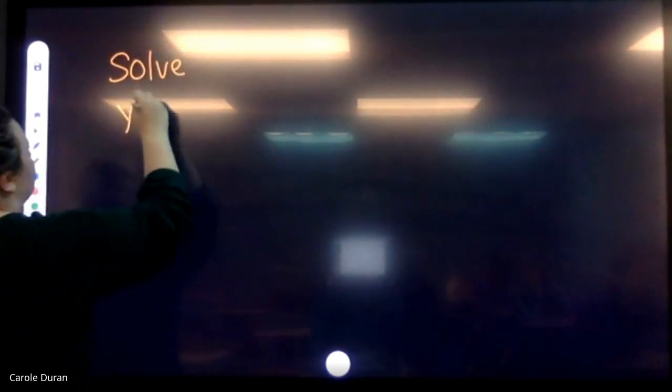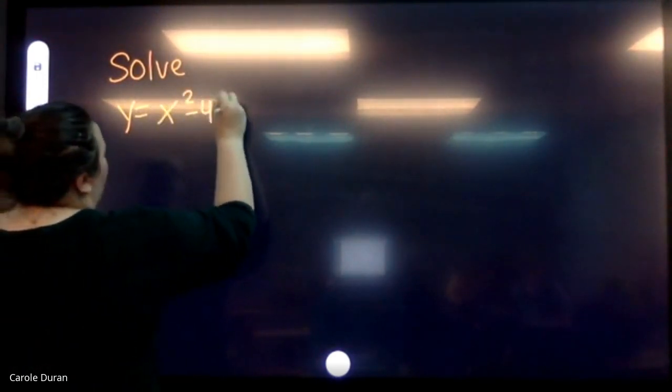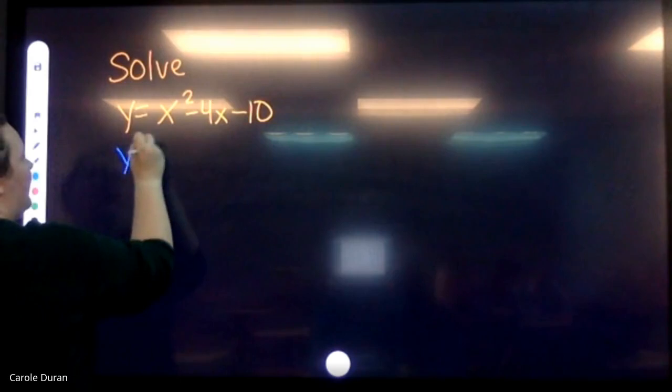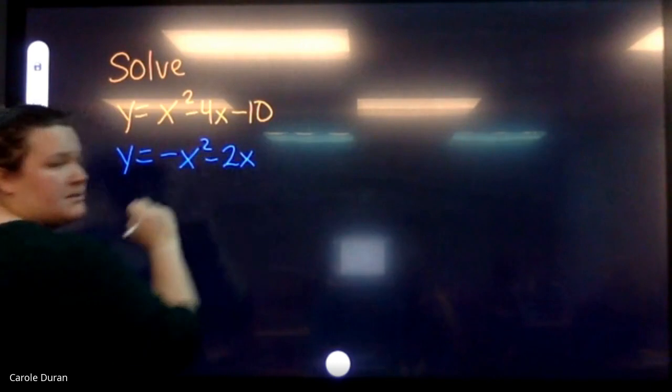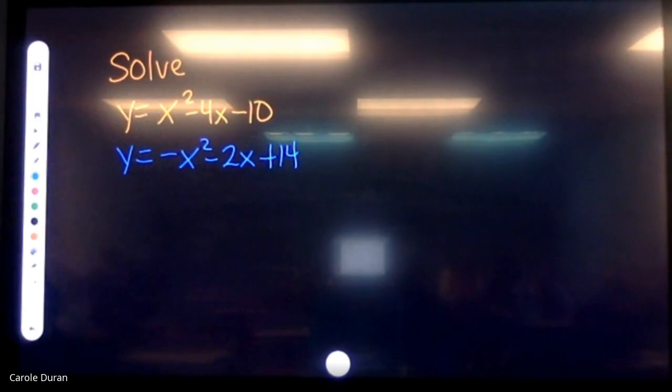So this first one asks us to solve this system. The first is y equals x squared minus 4x minus 10. And the second one is y equals negative x squared minus 2x plus 14. As I'm looking at this, am I going to use substitution or elimination? Substitution. They're both solved for the same variable. They're both solved for y.